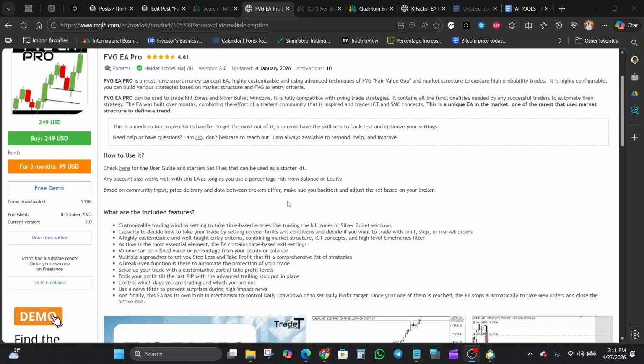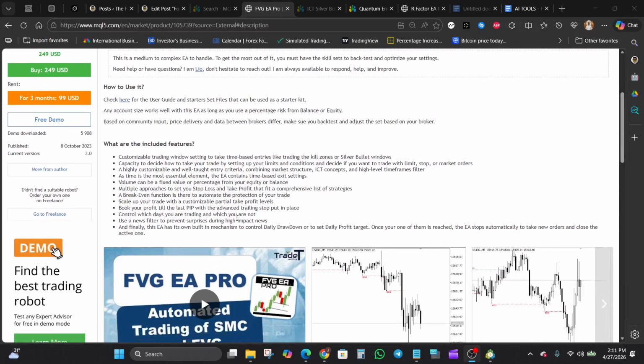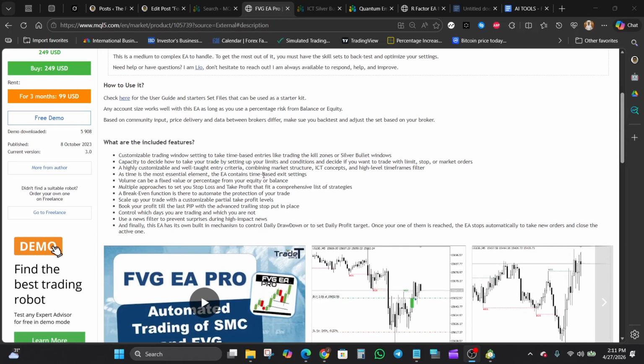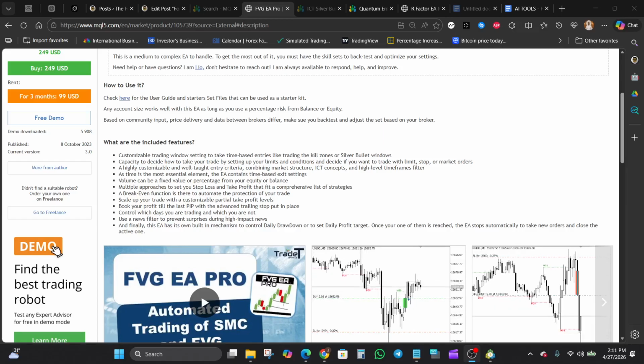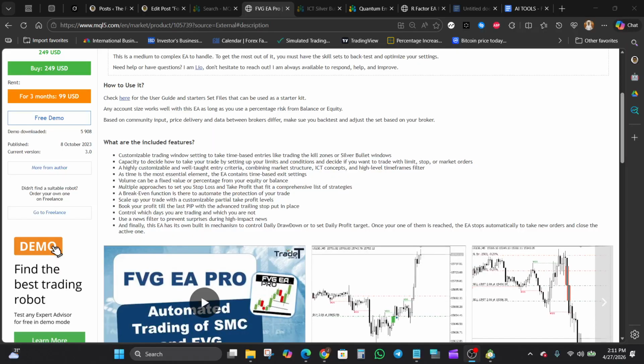On the exit side, it's also very refined. You've got options for break even automation, to protect your trades, of course, and then partial take profits to scale out, trailing stops to maximize moves, and all of that, right? So instead of just hitting a fixed target, the EA can actually manage trades dynamically as price evolves.